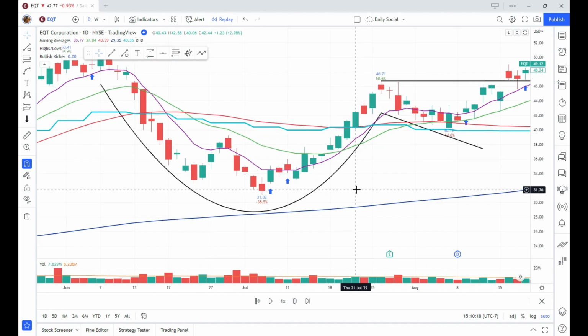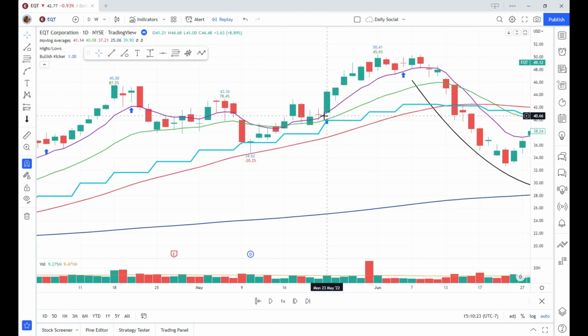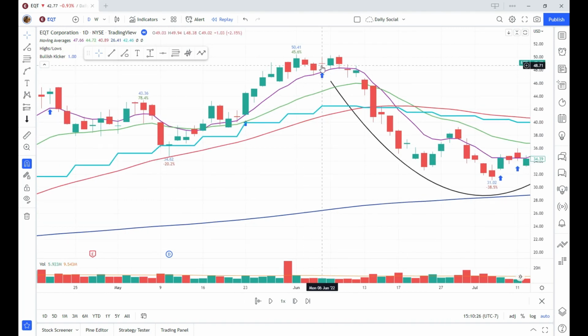You can see not all of them work. This one here you would have been stopped out on. This one worked. Here's another one that worked. This one would have been stopped out on.